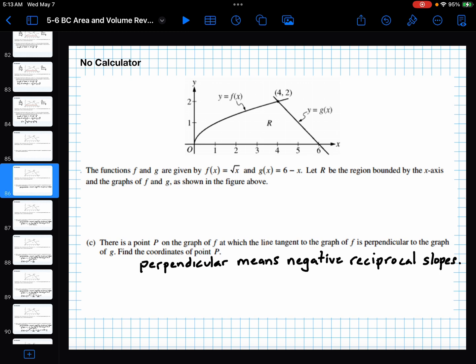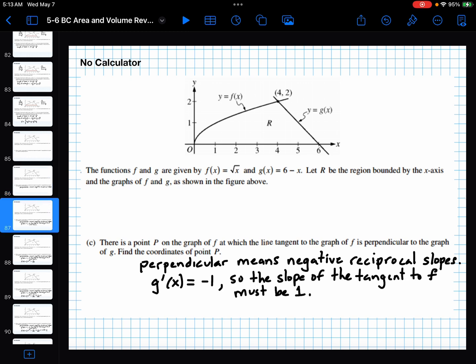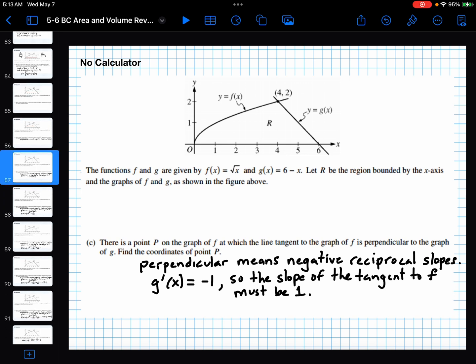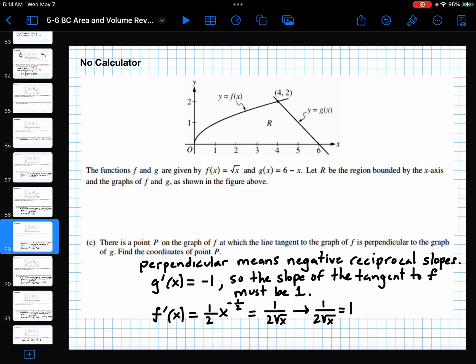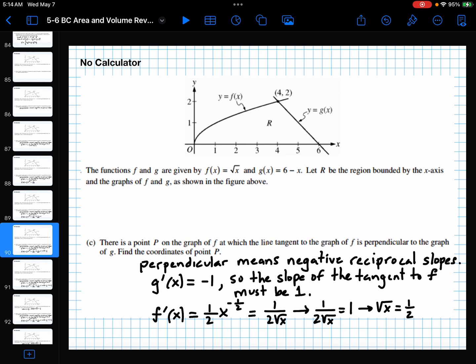So let's just start off with g, because that's a really easy derivative, and it turns out that there's no x variable in the derivative for g. g prime is equal to -1, so the slope of the tangent line they're talking about to f has to be the negative reciprocal of that, so it must be +1. Now, since it's the slope of the tangent line, we need the derivative of f. That gives you the slope of the tangent line, so there it is. You set that equal to 1, and you solve for x. When you do that, you wind up with x equal to 1/4.